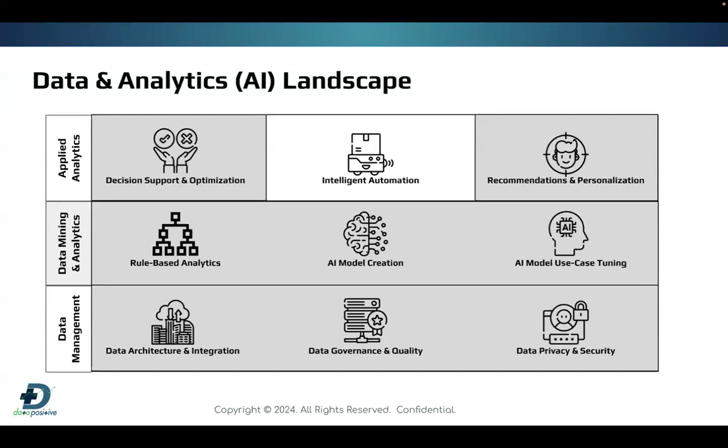Then you have AI model creation. When we think about AI model creation, it's not the same as tuning for a specific use case. Anybody who works in AI way deeper than I do can probably say, if I go to this website, I can find all sorts of different models. And the proliferation of foundational models, because of OpenAI opening up their kimono and showing us their models, has made the creation part probably less of the work than the model use case tuning.